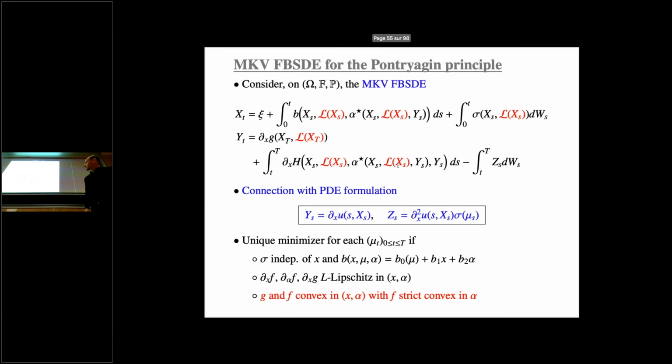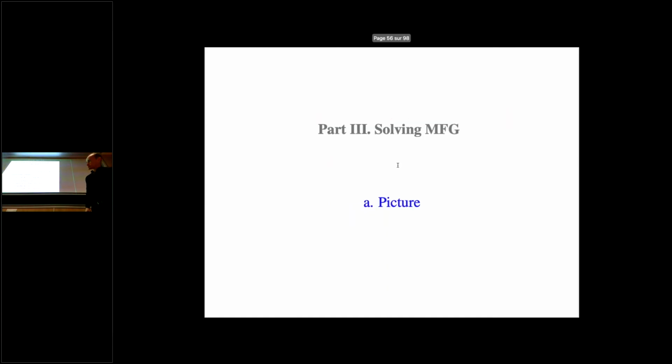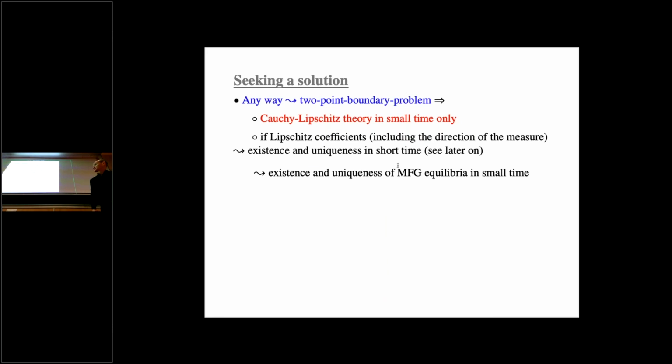So we started from the particle system. Then we got the formulation of a mean field game, and I told you about the fixed point problem, the PDE formulation in terms of a forward-backward system, and then two possible forward-backward equations of the stochastic type. Now, how to solve this problem?